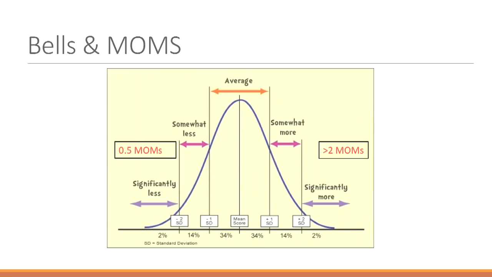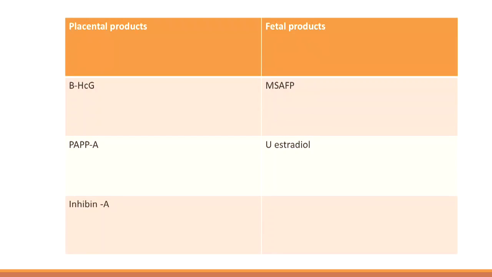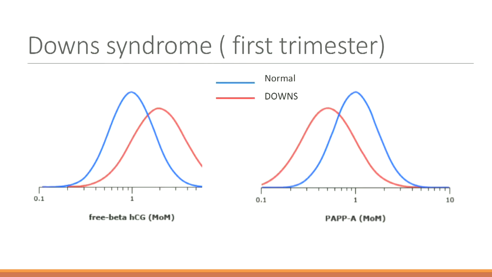Now, keeping this in mind, let us look at the products that we are trying to assess. We are looking at products which can be largely classified into placental products or fetal products. Now, placental products are beta HCG, PAPP-A, and inhibin A, and fetal products would be MSAFP and estradiol. Now, if you look at the normal distribution in normal fetuses and Down syndrome babies, the red line is the distribution of beta HCG in Down's babies, and the blue line is the distribution of beta HCG in normal fetuses. Now by looking at this, what do you understand? Immediately you know that beta HCG has a median value that is more than that of the normal fetuses.